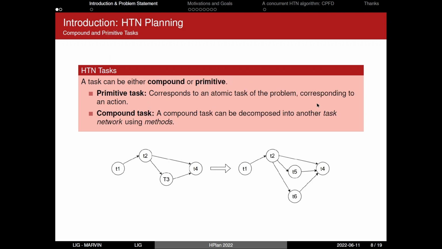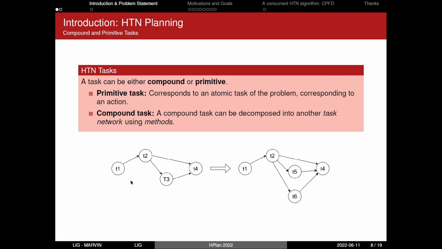The tasks in a task network can be of 2 types. The first type are primitive tasks, which correspond to an atomic task of the problem. It represents applying an action within the solution plan. And a compound task is a task that can be decomposed into other tasks, so it can be either a primitive task or a compound task. This way of decomposing a compound task is described by a method, which is also a part of the problem.